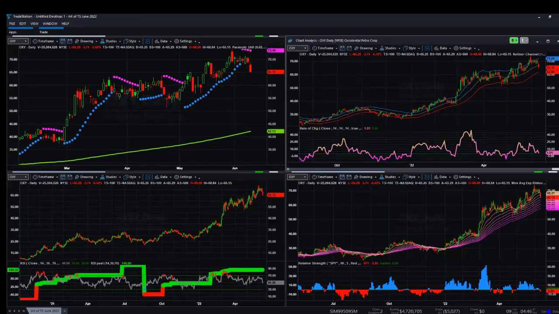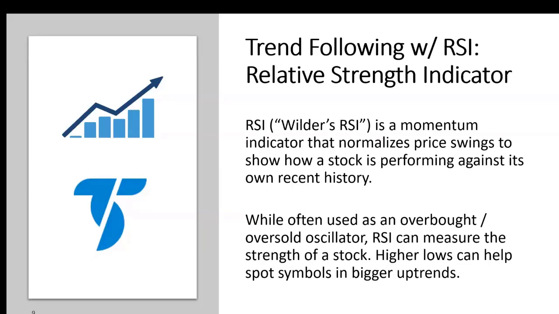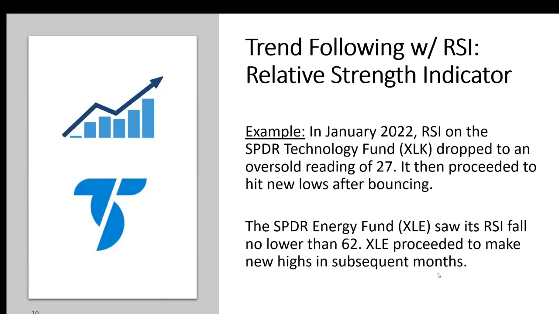Now, the next thing I want to go to is the relative strength indicator, RSI, called Wilder's RSI, made by, I think his name was Welles Wilder. It's a momentum indicator that normalizes price swings to see how a stock is performing against its own recent history. Often used as an overbought, oversold indicator, RSI can also measure the overall strength of a stock. Higher lows can help spot symbols in bigger uptrends, and the same to the downside.